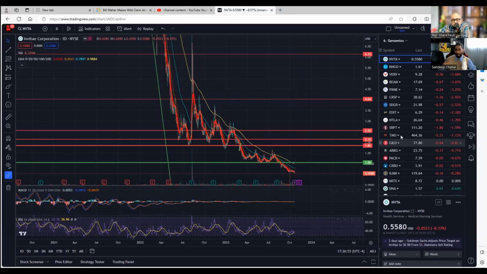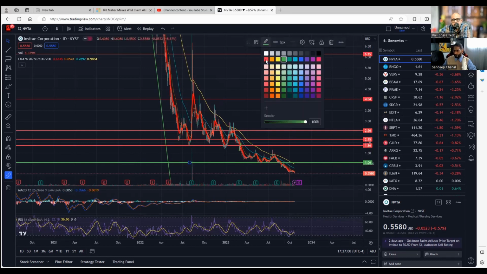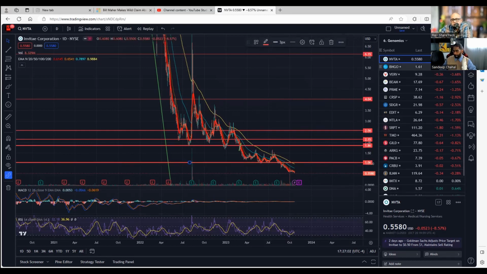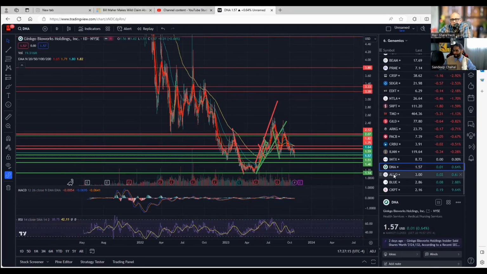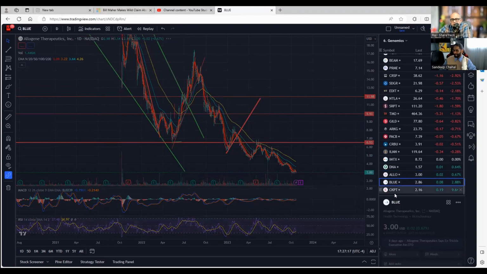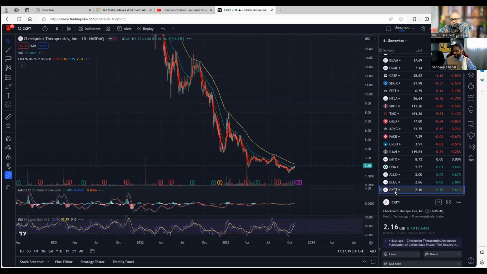They're not looking very good on the charts right now. They have a resistance here, just let me mark this. Now if we look at this entire chart, you will see all of these are risk shares and they have dropped significantly. The only ones that made some movement are DNA, a very minor positive movement, Allogene, Bluebird, and Checkpoint.